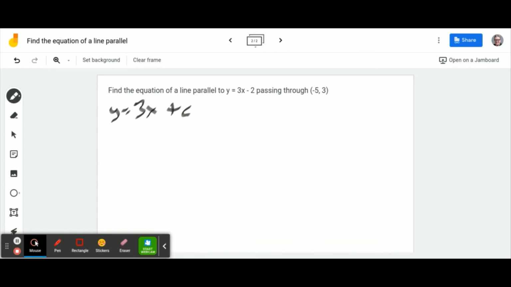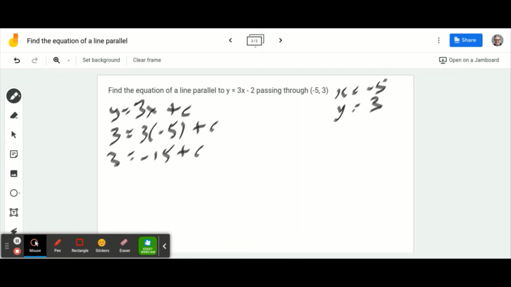And now again, we need to substitute our points. x is minus 5, y is 3, so we have 3 is 3 times minus 5 plus c. 3 is equal to minus 15 plus c. Add 15 to both sides, and I'll get 18 equals c. So my equation must be y equals 3x plus 18.